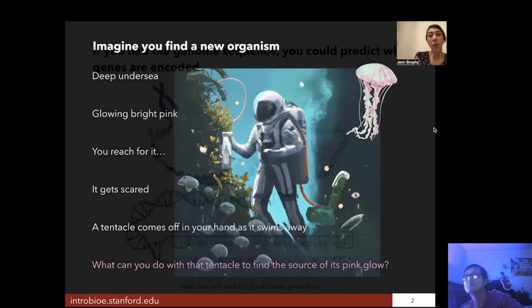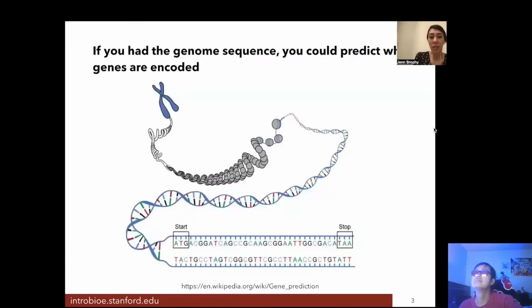Well, if you had its genomic sequence, you could predict the genes that are encoded within its genome. Here you're just seeing a zoom in on a piece of DNA, and each protein encoded in the genome will start with a start codon. Something like ATG is the most common three letters that encode a start codon, although occasionally a TTG or GTG will also be able to serve this function.